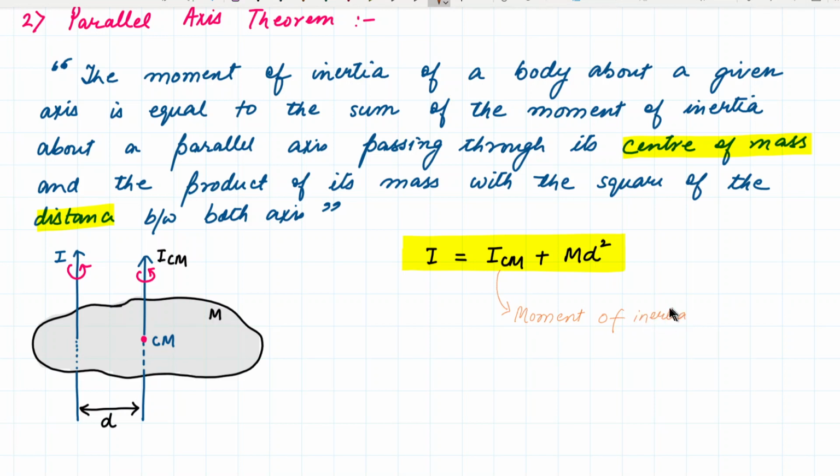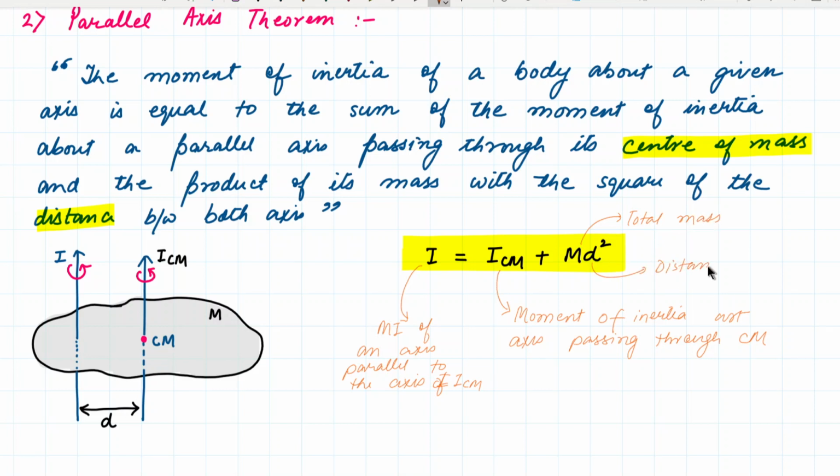So here ICM is the moment of inertia with respect to the axis passing through the center of mass, and I is the moment of inertia of an axis parallel to the axis of ICM. Okay, M is the total mass and D is the distance between both axes, the perpendicular distance between both axes.